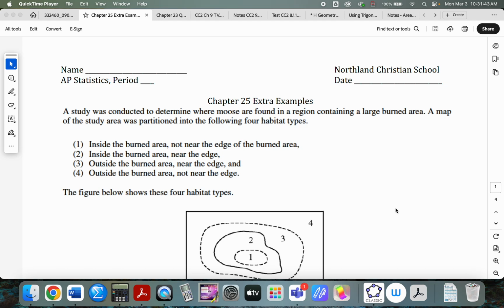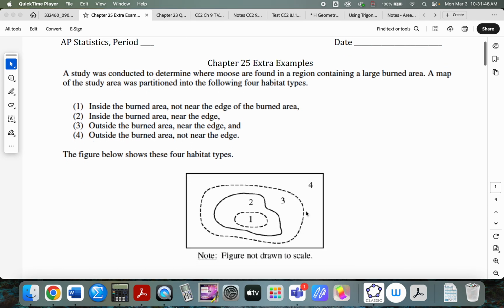Okay, so you see this solid line? Everything inside the solid line was burned. 1 is inside the burned area, but not near the edge of the burned area. 2 is inside the burned area, but it's near the edge. 3 is not inside the burned area, but it's near the edge. And 4 is outside the burned area, but not near the edge. And it says figure not drawn to scale.